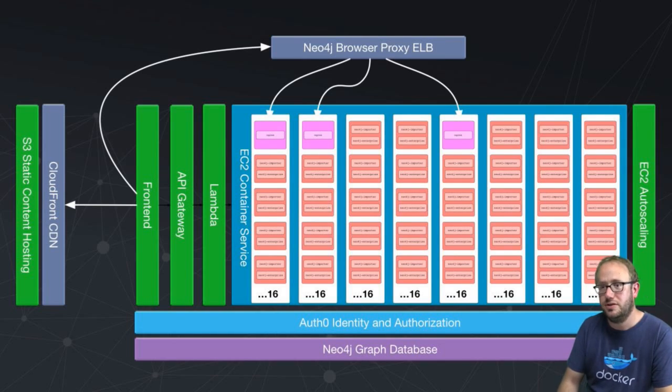EC2 AutoScaling is on the right. We have alarms set up based on the CPU reservation and the memory reservation, and a few other things to deal with big spikes. That will create more EC2 machines for us to host these containers on. All of this sits on top of the identity and authorization layers provided by Auth0, as well as IAM on the AWS side, and then your Neo4j database.